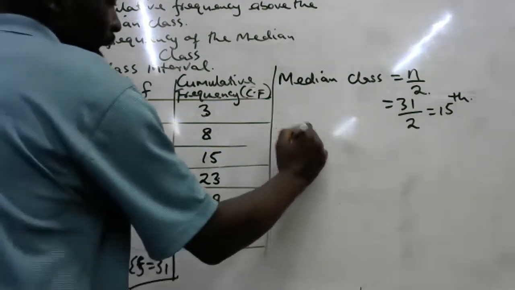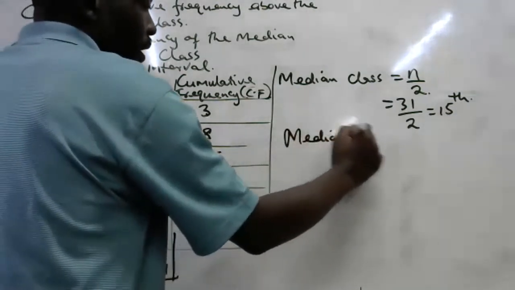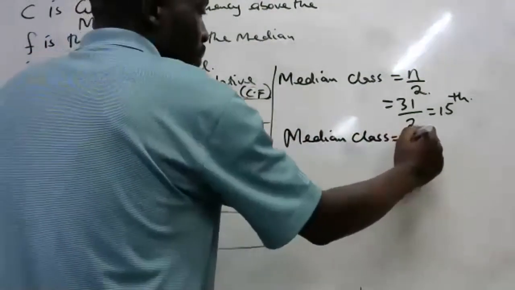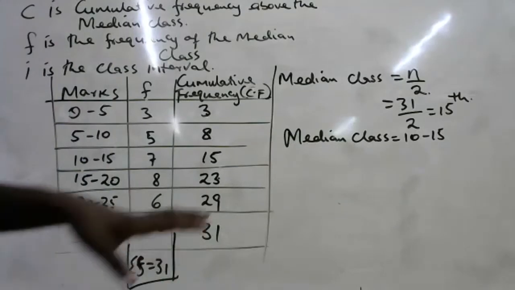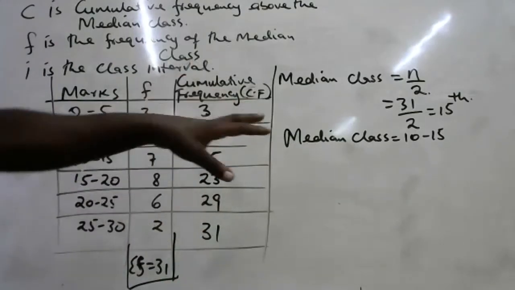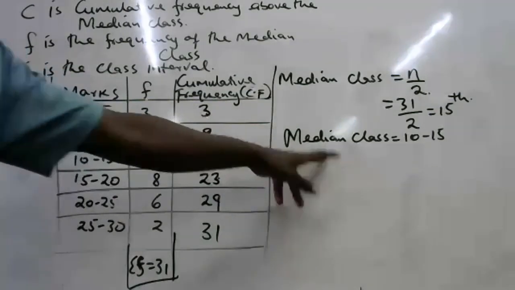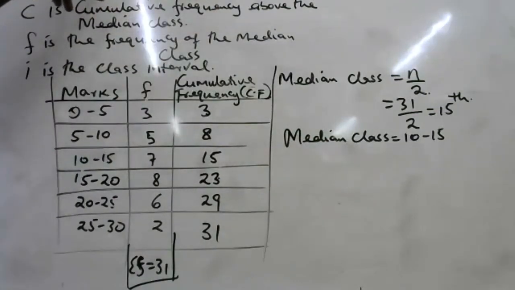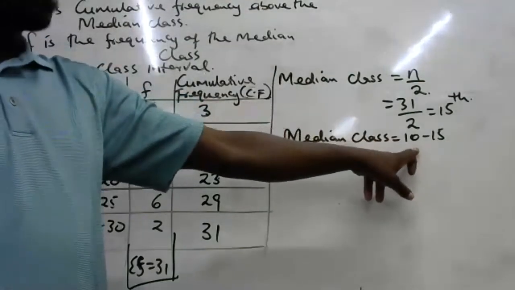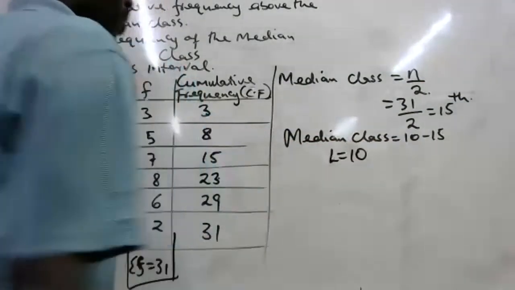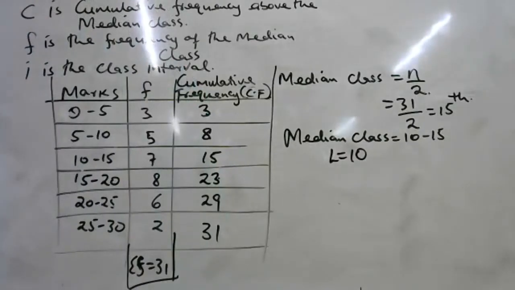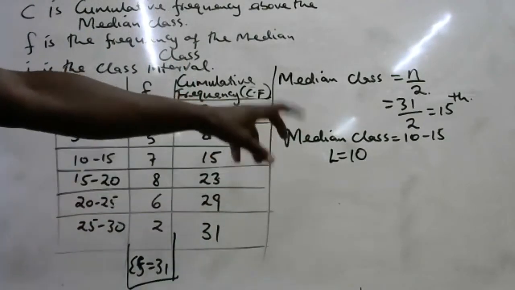So the median class is somewhere between 10 and 15. The score of that particular student is between 10 and 15. That is what we are calling the median class. As you can look here, L is the lower class limit of the median class. Our median class we know, and the lower limit is 10. It simply means that L is 10.